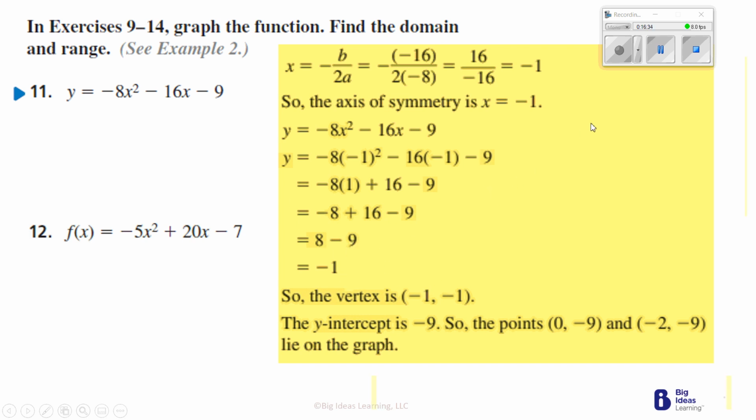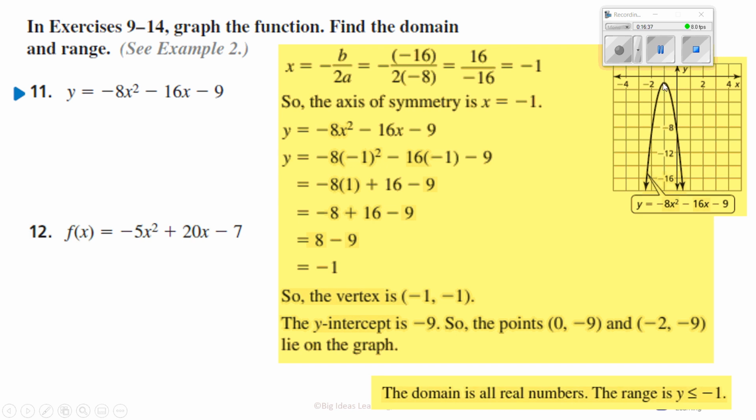All right? I can plug that into my graph, negative 1, negative 1. I remember it's a reflection, so it's going to go down. I know that my y-intercept is negative 9, right? And that was, let's see, if I was at negative 1, that was 1 away. So if I go 1 on the other side, that means it's also going to be there.